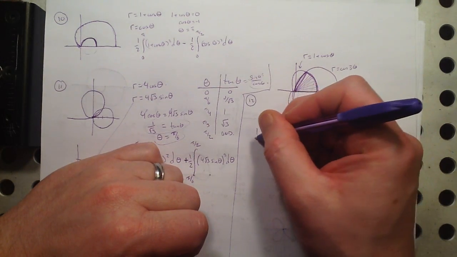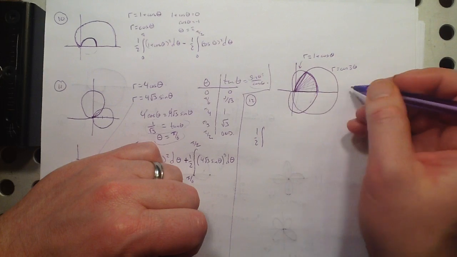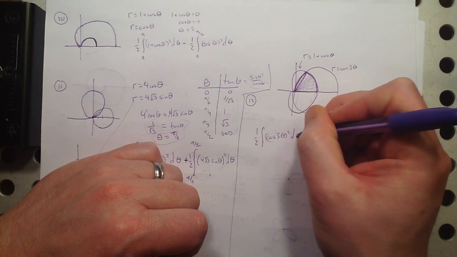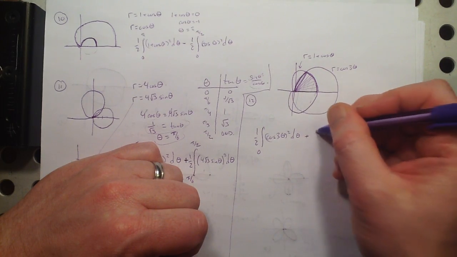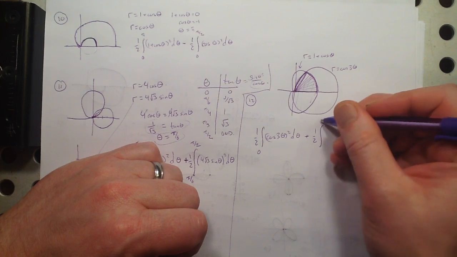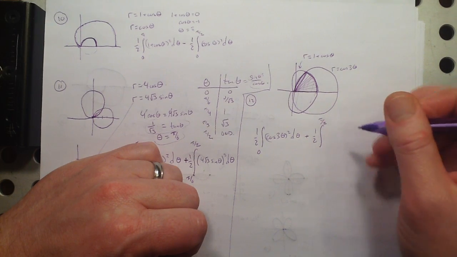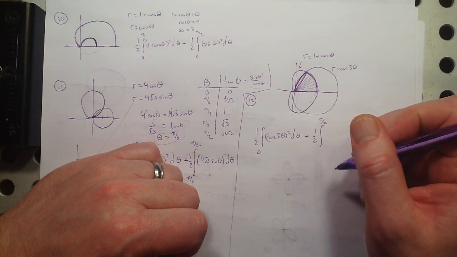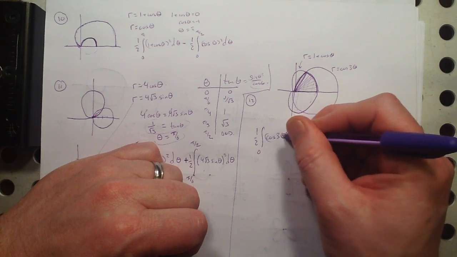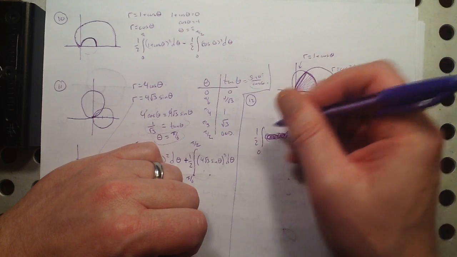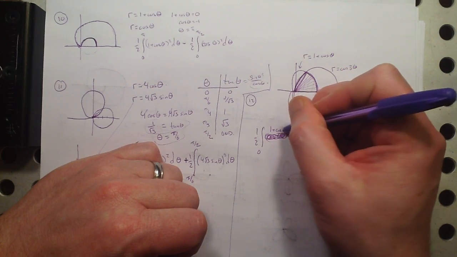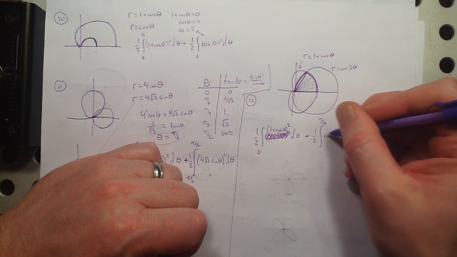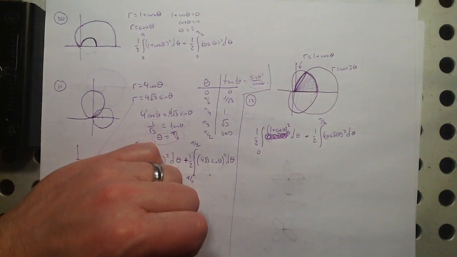I need to go 1/2 the area inside the cardioid, and that's from 0 to wherever they intersect, plus 1/2 from wherever they intersect to pi over 2. Oh, did I get them backwards? Sorry, I did that backwards. This is inside the cardioid here. You're probably screaming at your computer there. Sorry about that. And then this is the circle, 3 cosine theta squared d theta.